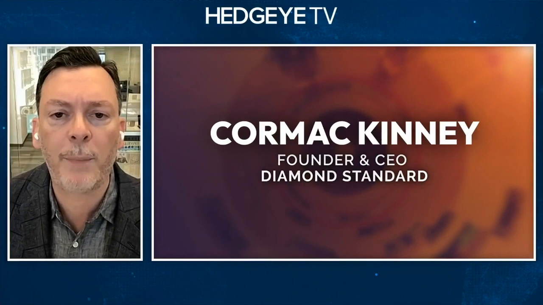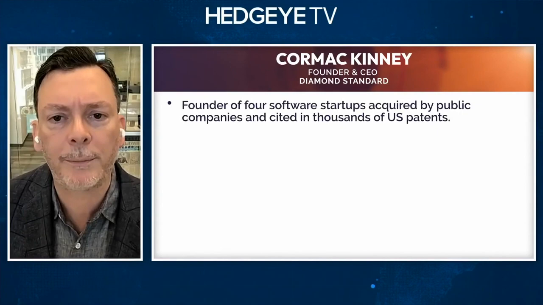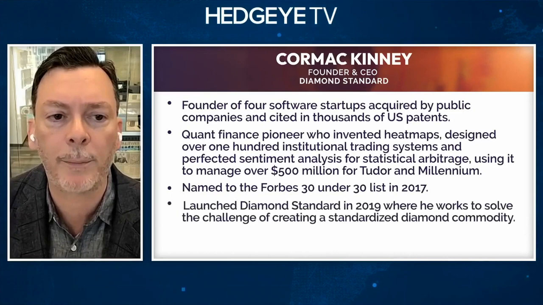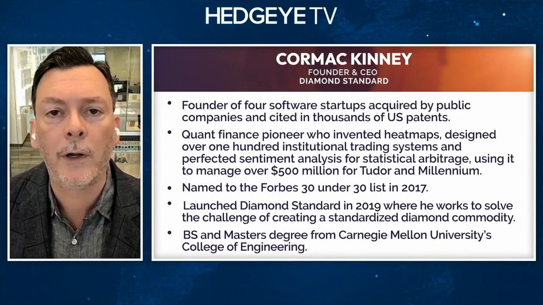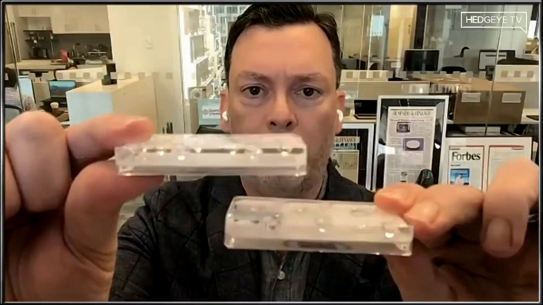My background is I studied computer science and spent many years as a quantitative portfolio manager, mainly for Paul Tudor Jones and Millennium at Izzy Englander. And that background turned out to be exactly the right set of skills to create a diamond commodity. I'm sure everyone's seen it, but these are diamond standard bars. And the diamonds are inside. But the breakthrough is that these two bars are equivalent because the carat weights, the clarities, the colors are all optimized. They add up to a public standard.